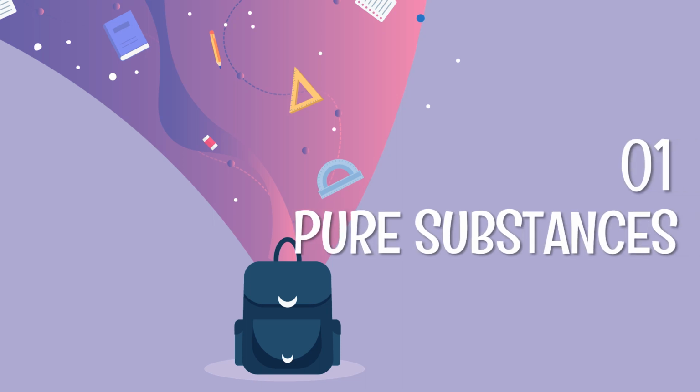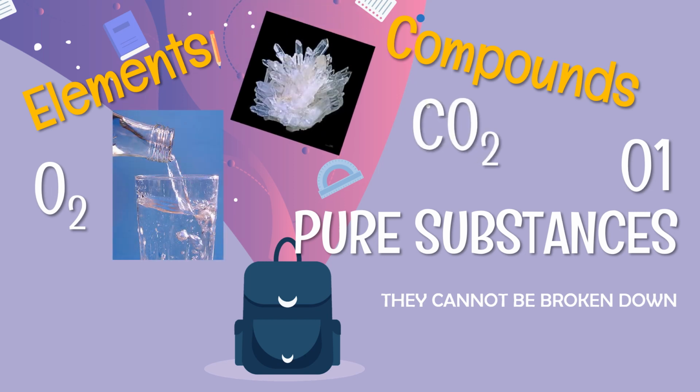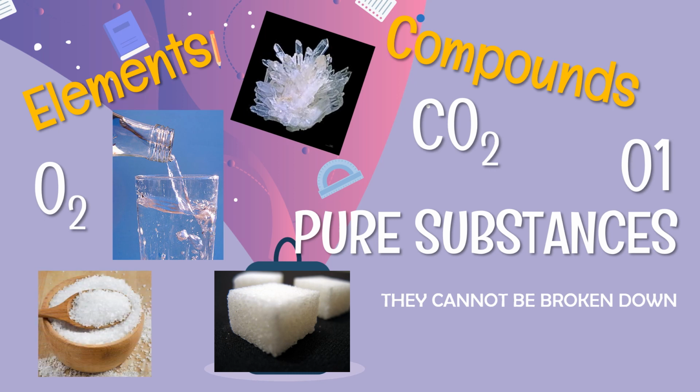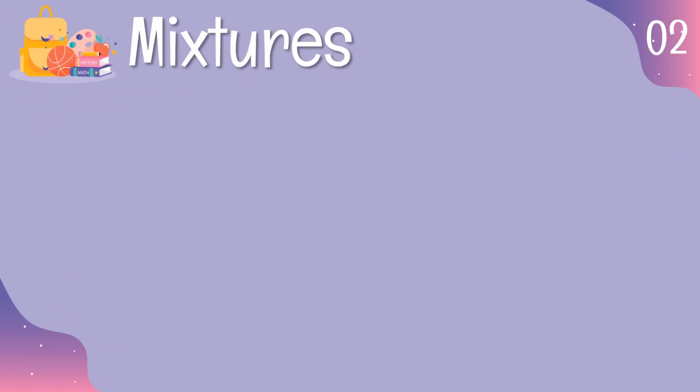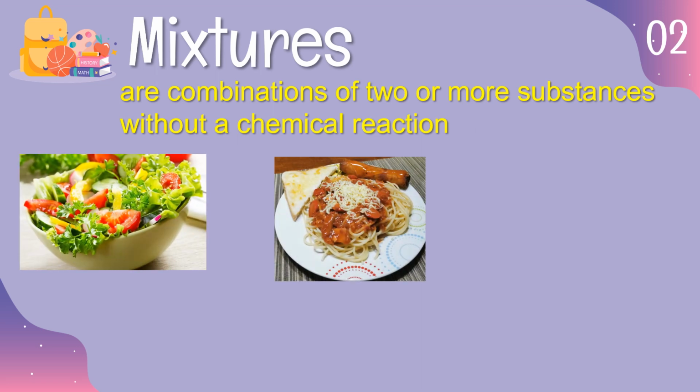So pure substances cannot be broken down. They are what we call the elements and the compounds like oxygen, carbon dioxide, quartz, water, sugar, and salt, and many more. When you combine these substances, you get a mixture. So what's a mixture? Mixtures are combinations of two or more substances without a chemical reaction. Like when we mix salad, or mix spaghetti, or make juice, we make mixtures.